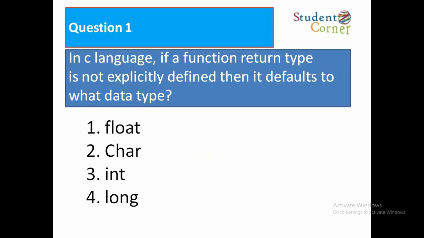Question one. In C language, if a function return type is not explicitly defined, then it defaults to what data type? Option one, float. Option two, character. Option three, int. Option four, long. By default, it is integer data type.